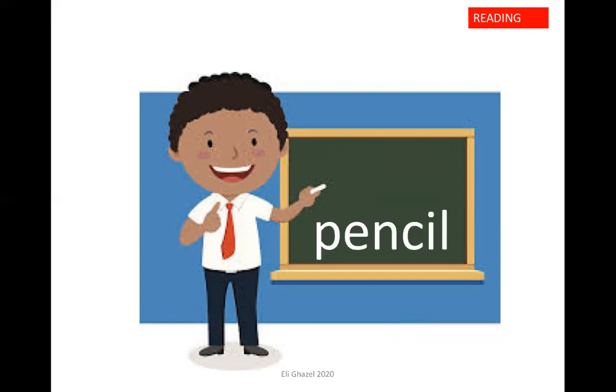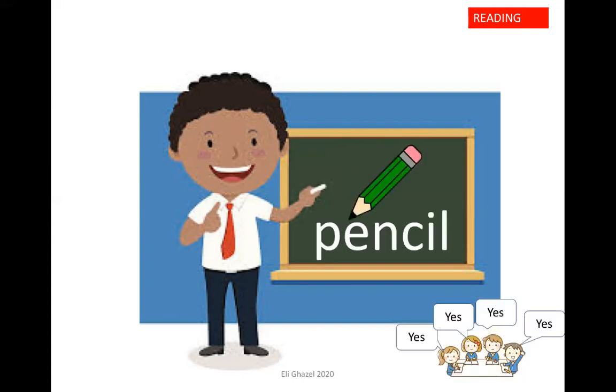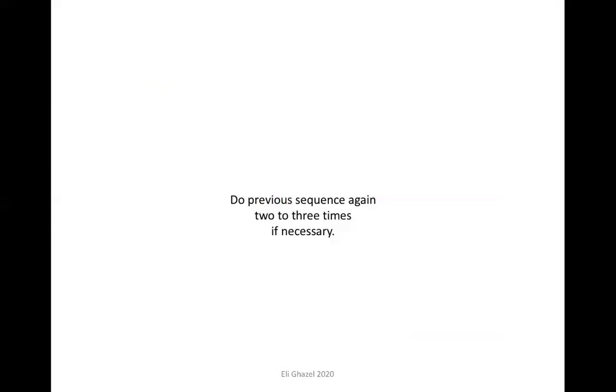Now, what do you think? If I put pencil, are we going to show an image of a pencil, or an image of something else? The kids don't know. So you put the picture, then you give a signal, and they will say no. Again, you put the word, you put the picture, you give a signal, they say yes. So you keep doing that until you get to the end. And remember, you can repeat the sequence another two, three, four times. It depends on the student's ability, okay?